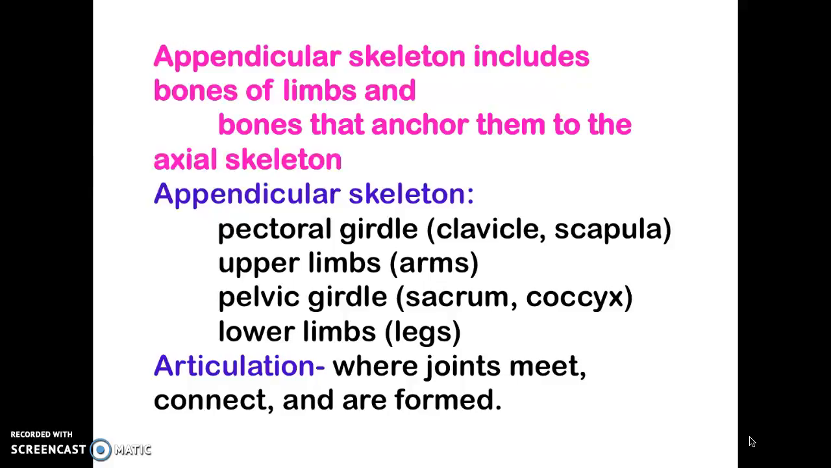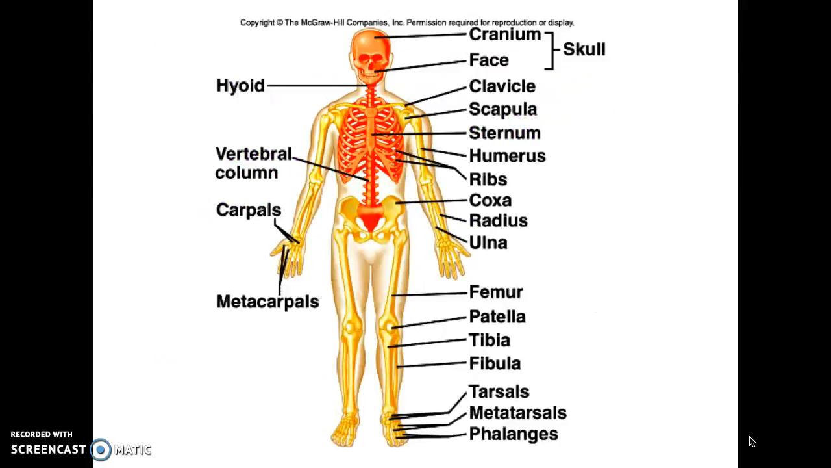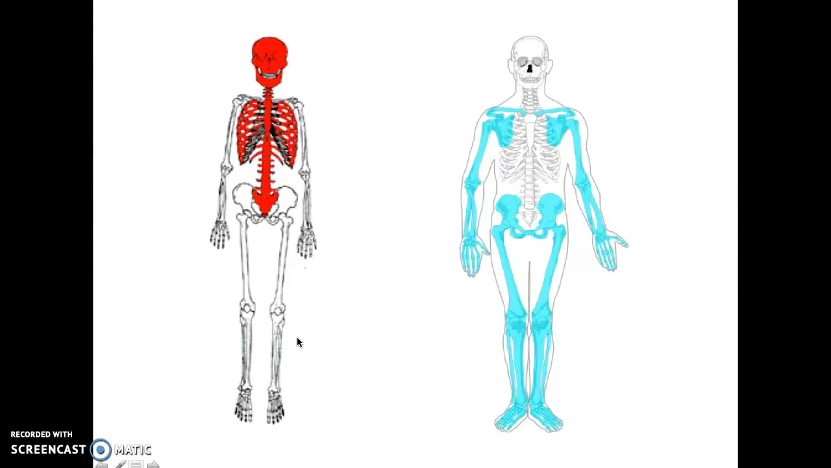Articulation is where the joints meet, connect, and are formed. And then this is just a diagram of the different bones that were just mentioned. And then here is a blank skeleton that would be available to study or label.